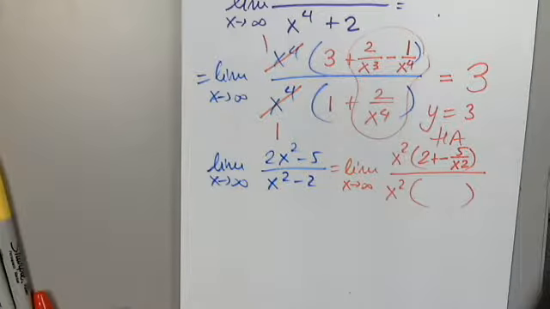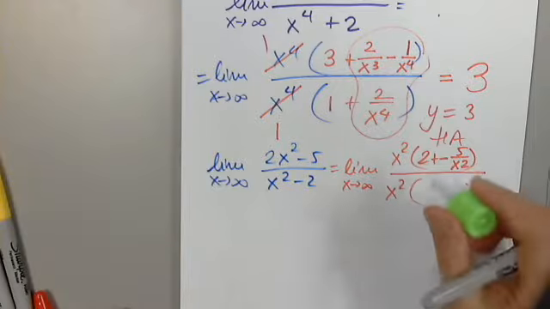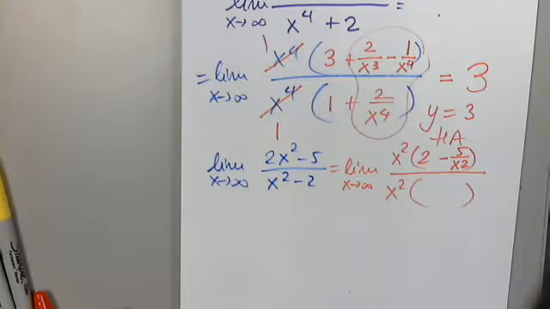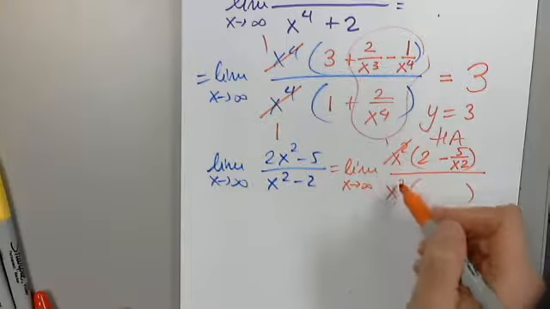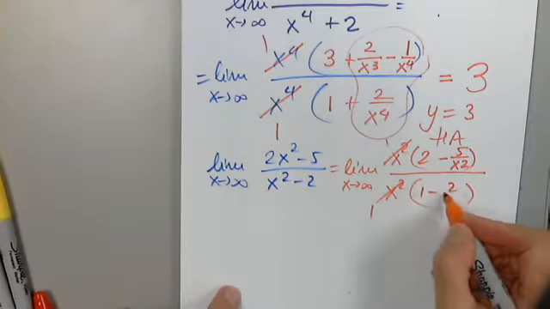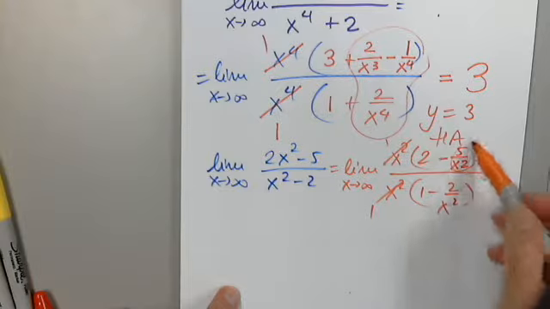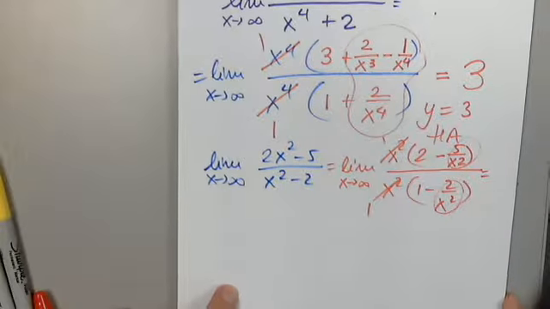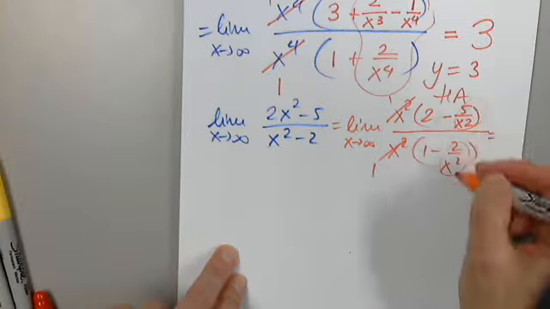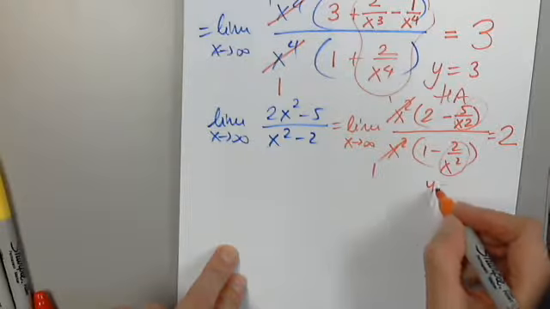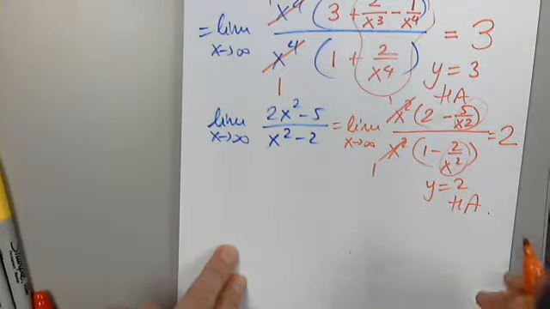Good. And the denominator? 1 minus 2 over x. Very good. I simplify x squared with x squared and get 1. So 1 minus 2 over x squared. This will go and this will go, both will go to 0. So this is 2. I have to write that y equals 2 is a horizontal asymptote.